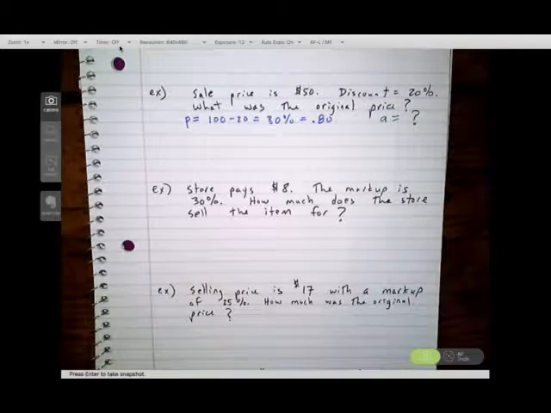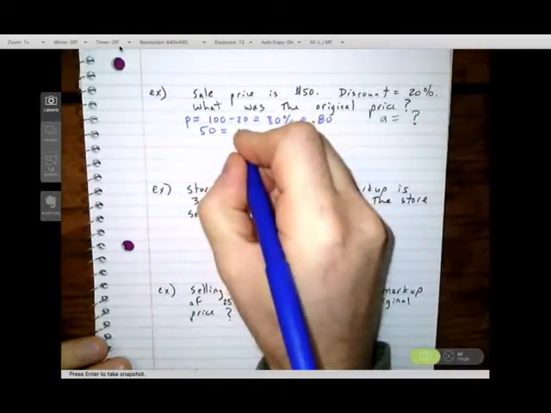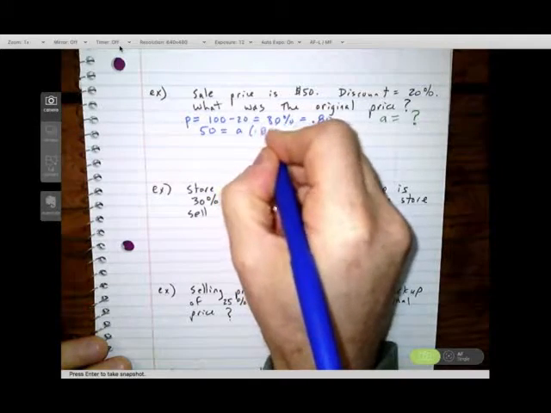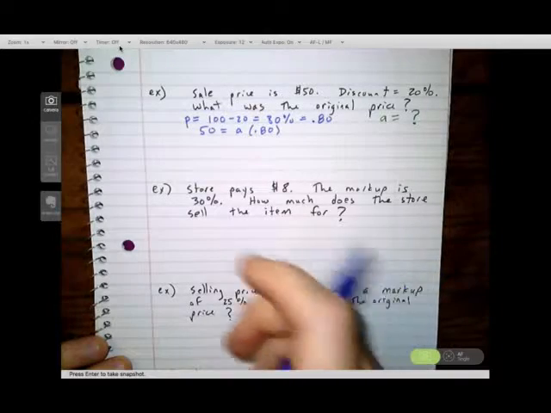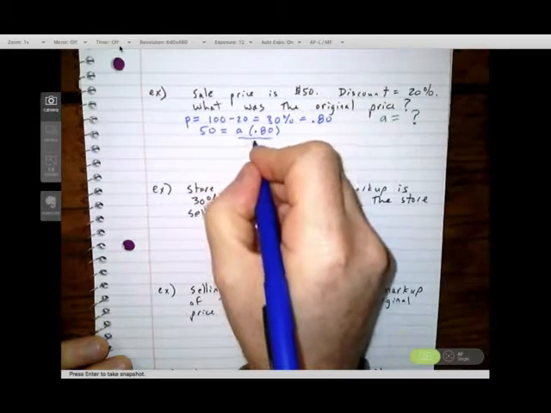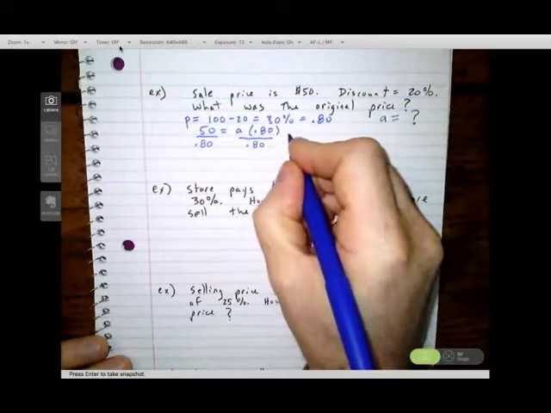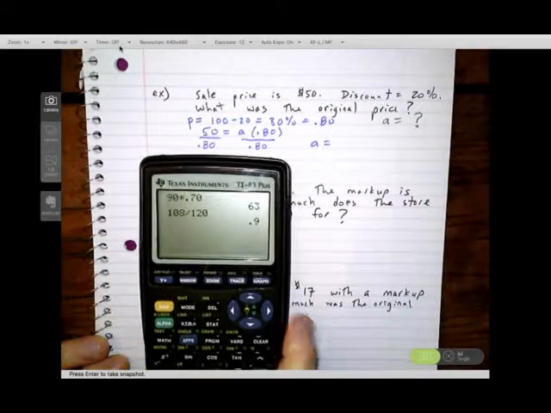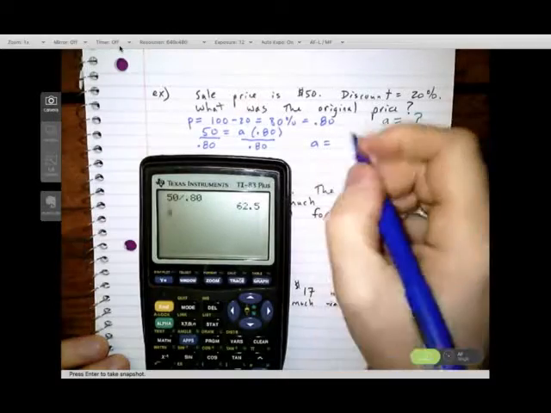Okay, so sale price, 50 bucks, equals A, I don't know what that is, times P, the percent of the original, which is 0.80. So again, we have an equation here. To undo this multiplication, we're going to divide both sides by 0.80. So A is 50 divided by 0.80, and I'll show you what that is on the calculator. 50 divided by 0.80, and we get 62.5.